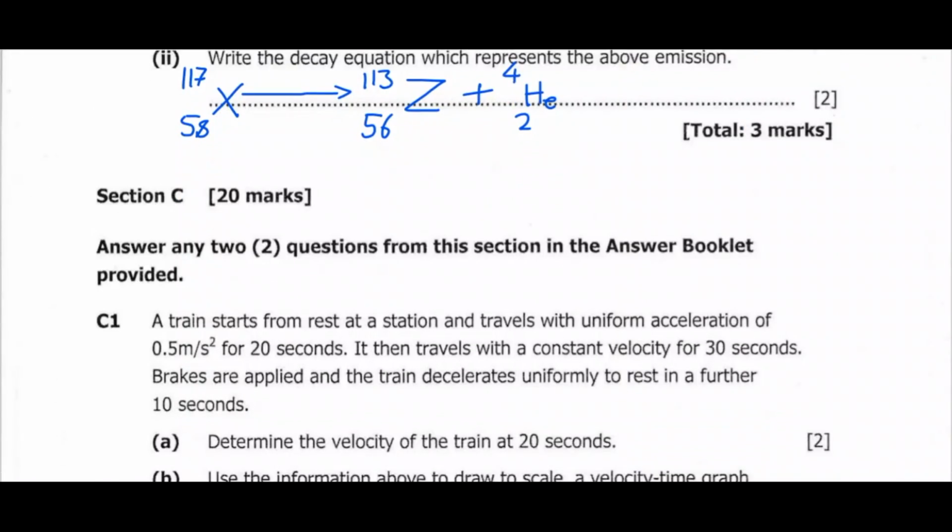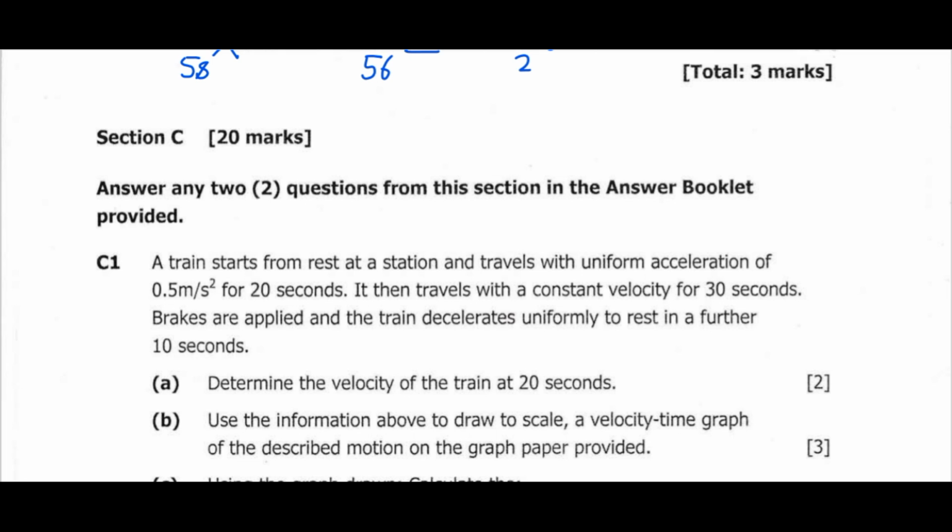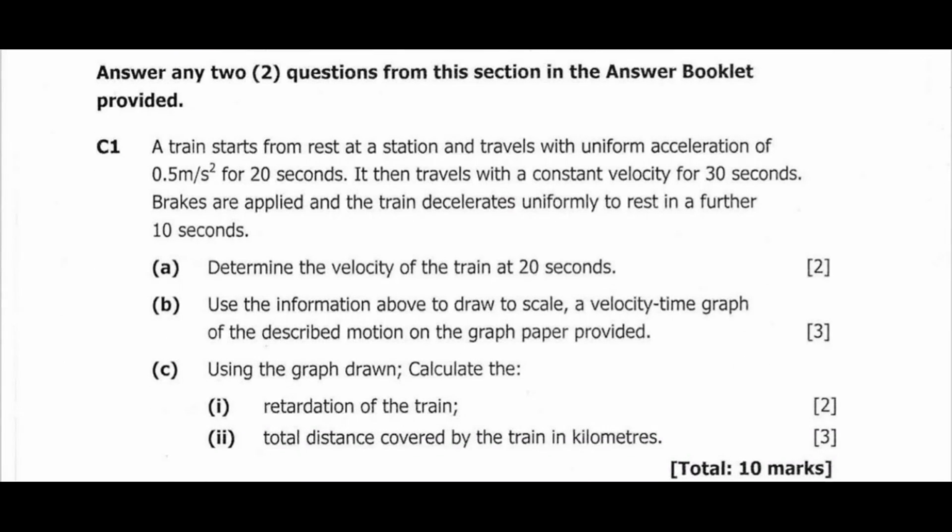Now let's see what we can discuss on section C. Answer any 2 questions from this section in the answer booklet provided. Okay, so now let's see the first point here. A train starts from rest at a station. Rest means that the initial velocity is 0. Whenever you hear rest, the initial is 0. It travels with a uniform acceleration of 0.5 meters per second squared for 20 seconds.